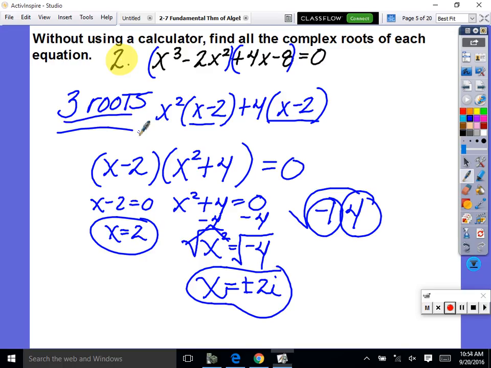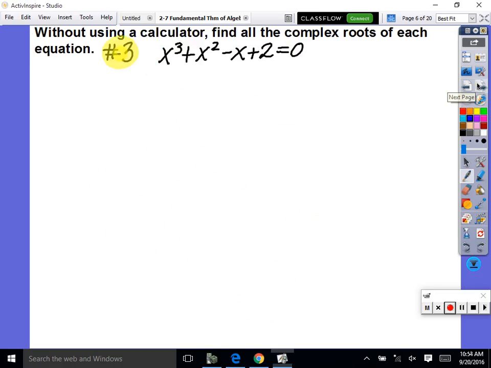That one was easy, right? We will use the most appropriate method. If we don't have to do p over q, we won't. That's our last resort. Number 3, and then I'm going to let you just go for it.